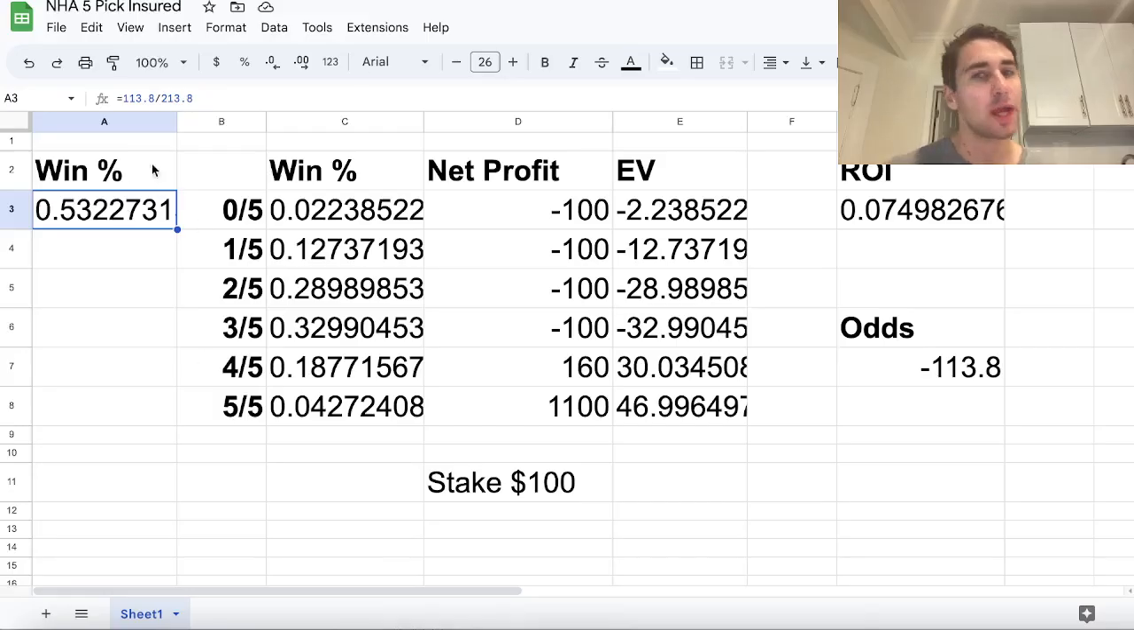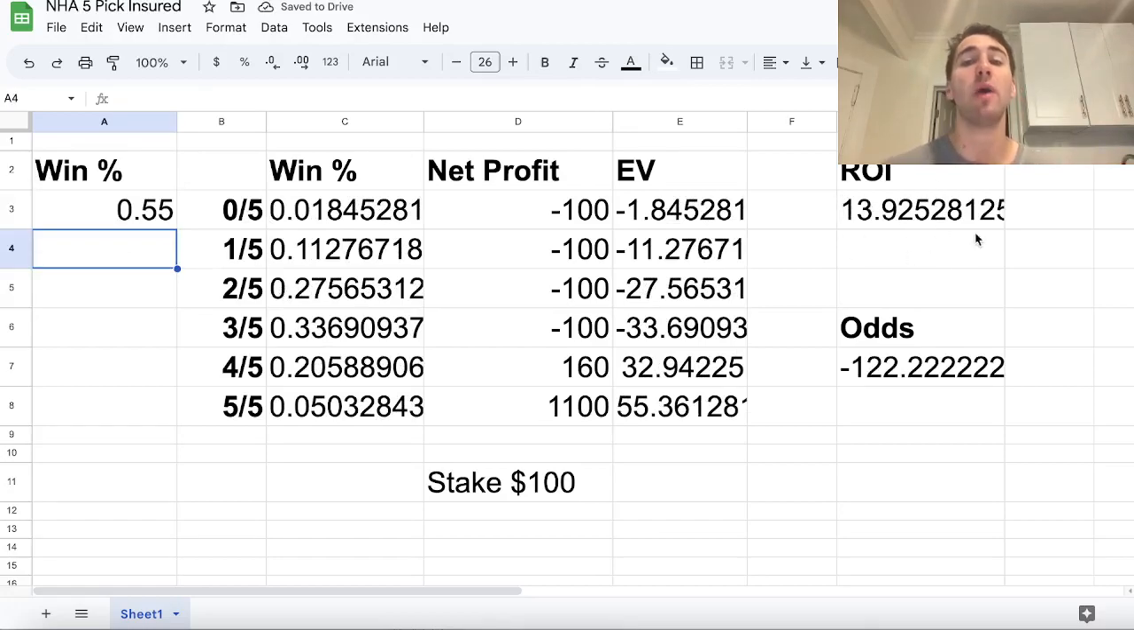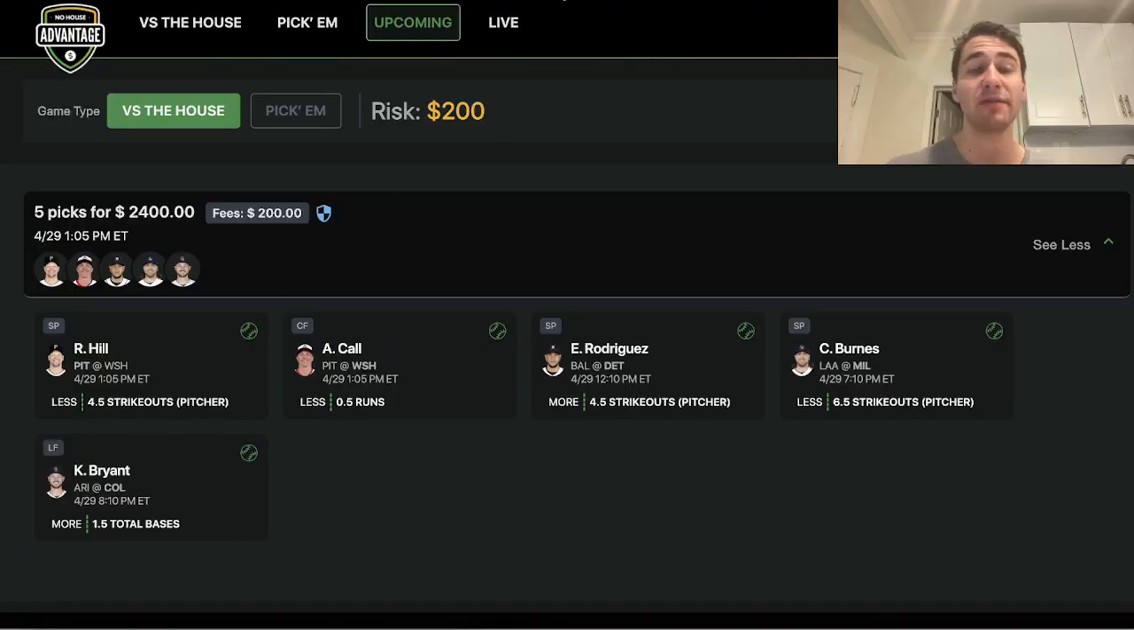So we know we've got to win over 53.227% of our picks on No House Advantage to be profitable long term. If you're winning 55% of your over-unders on No House Advantage, your ROI is going to be 14% long term. There's no BS here. I'm literally just breaking down the payouts of No House Advantage.